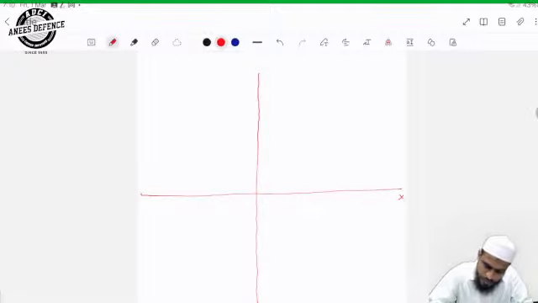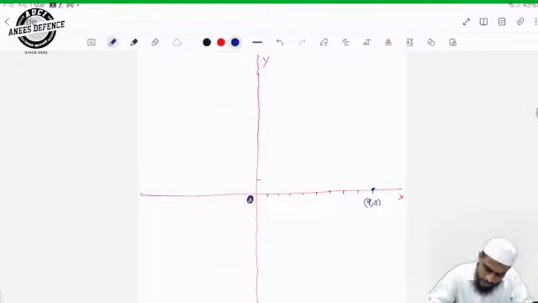This is the x-axis and this is the y-axis. We need to show two points: 0 comma 6 and 9 comma 0. This is our origin. Counting 1, 2, 3, 4, 5, 6, 7, 8, 9, this is our point 9, or you can say it is 9 comma 0.